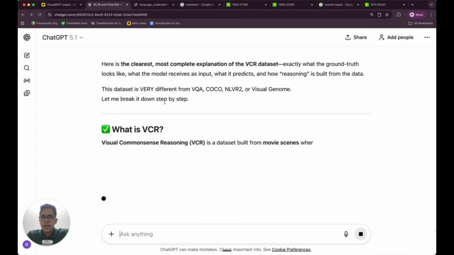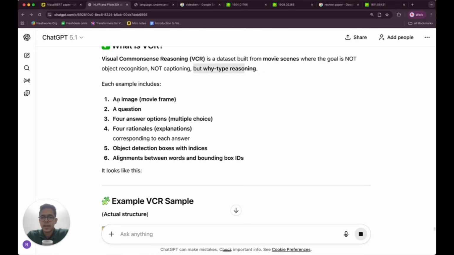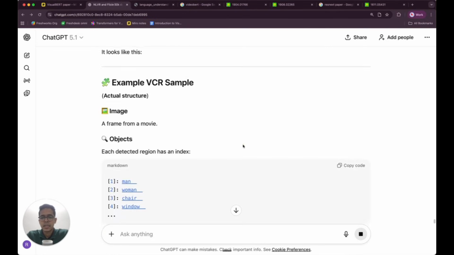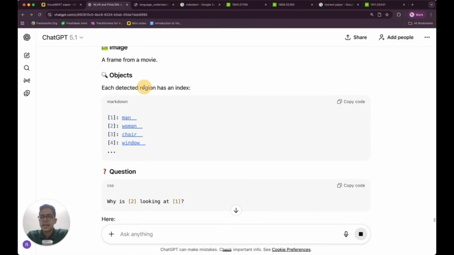Okay, so the dataset is from movie scenes, where the goal is not object detection and it's not captioning, but it's why-type reasoning. So you have an image frame from a movie, then you will have a question associated with the frame, then you will have 4 answer options and 4 explanations corresponding to each answer. So which means there are a total of 16 explanations. Is that correct? Object detection boxes with indices, then alignments between words and bounding box IDs. Okay, so this is how it looks like. You will have an image which is a frame from a movie. Then each detected region has an index.